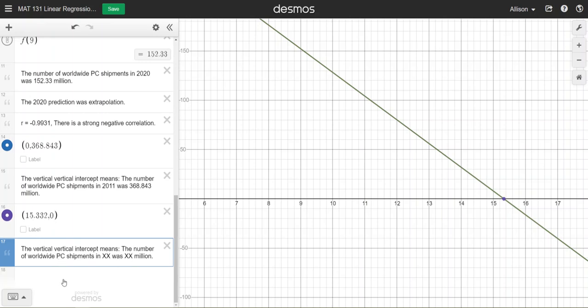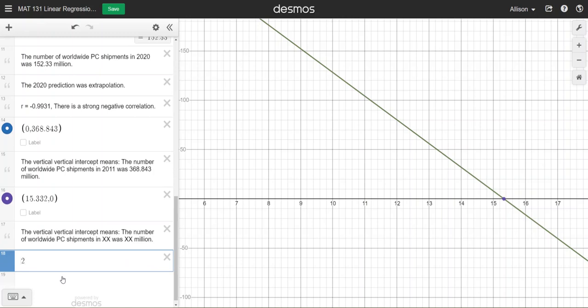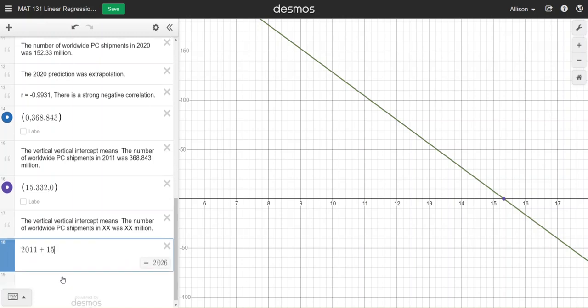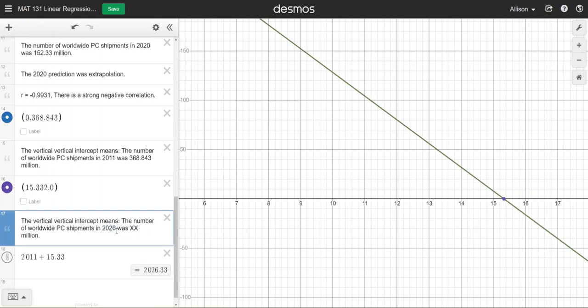First of all, it's 15.33 years after 2011. So I can calculate 2011 plus 15.33. So that's going to be in the early part of 2026. So I'm going to put that in here now. So in 2026, the number of worldwide shipments, not was anymore, so will be, because we're in present tense or future tense instead of past tense. And then how many? The output is the number of shipments, so there will be 0 million shipments.